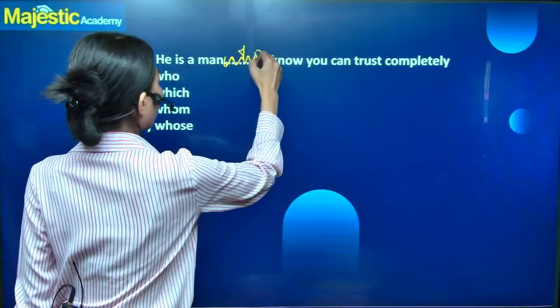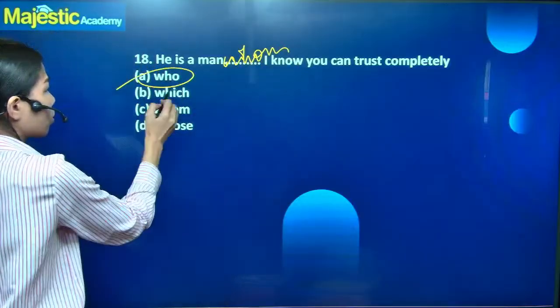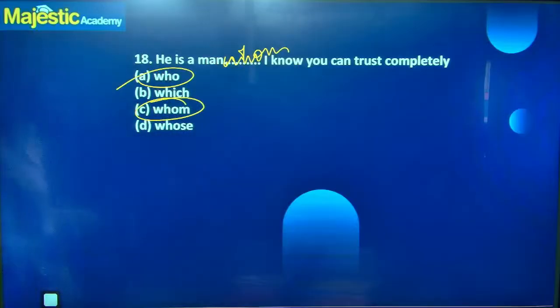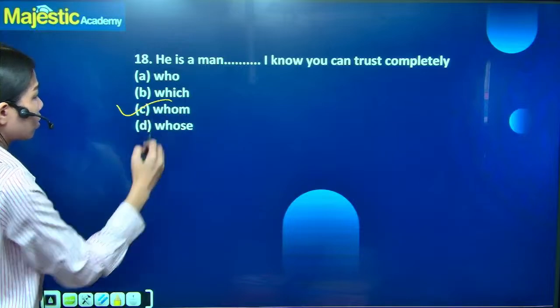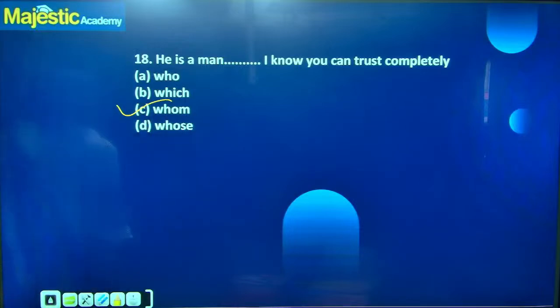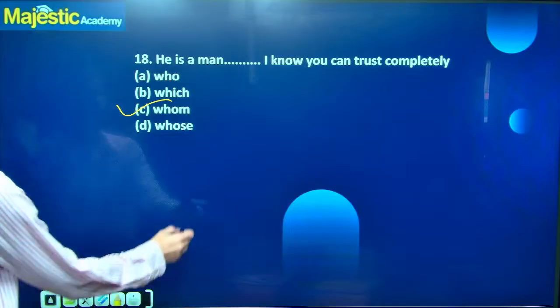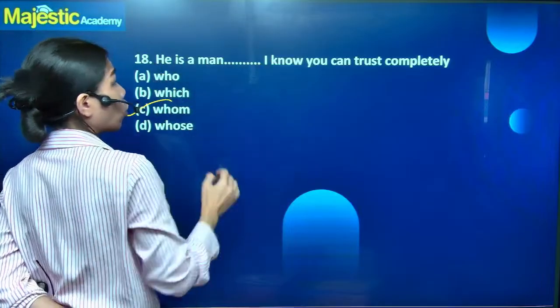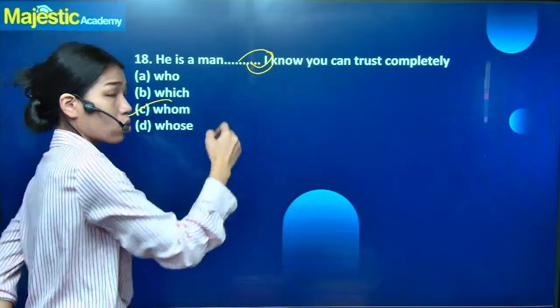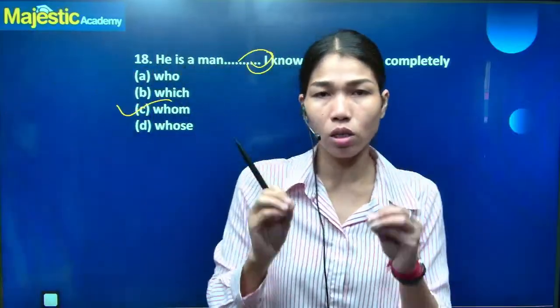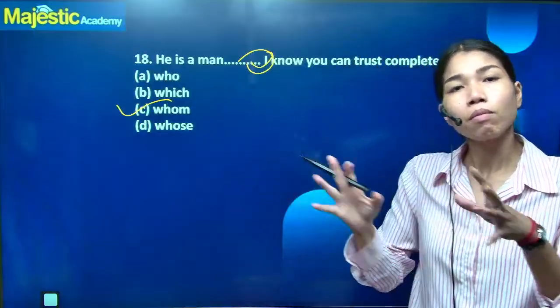It should be whom. It has to be option number C, not option number A. I'm so sorry for this. Your answer has to be in the objective case, because we are saying he is a man. Who cannot work, because in this sentence I is your subject. If I is already the subject in the sentence, you cannot put who again.